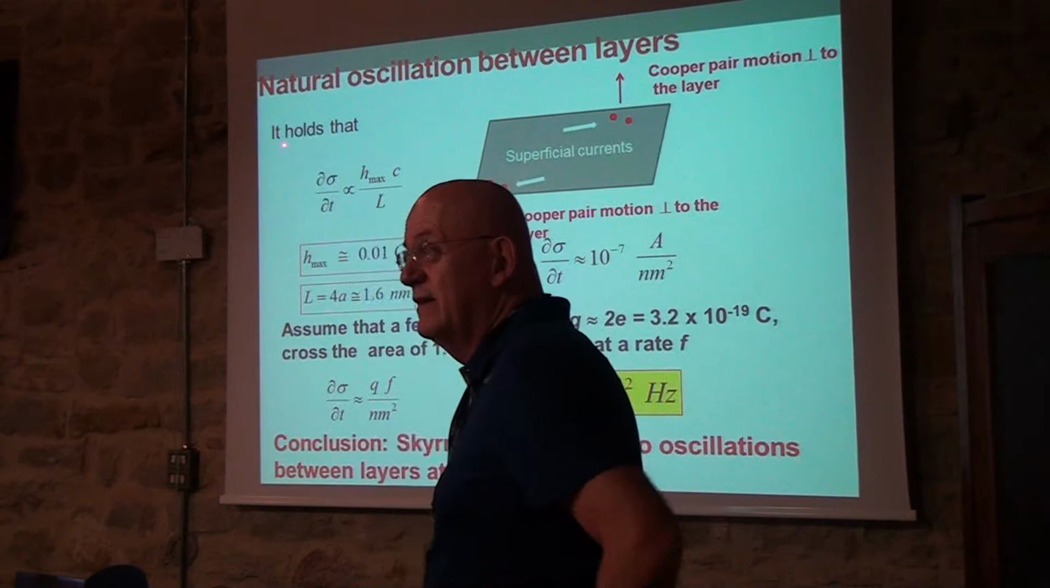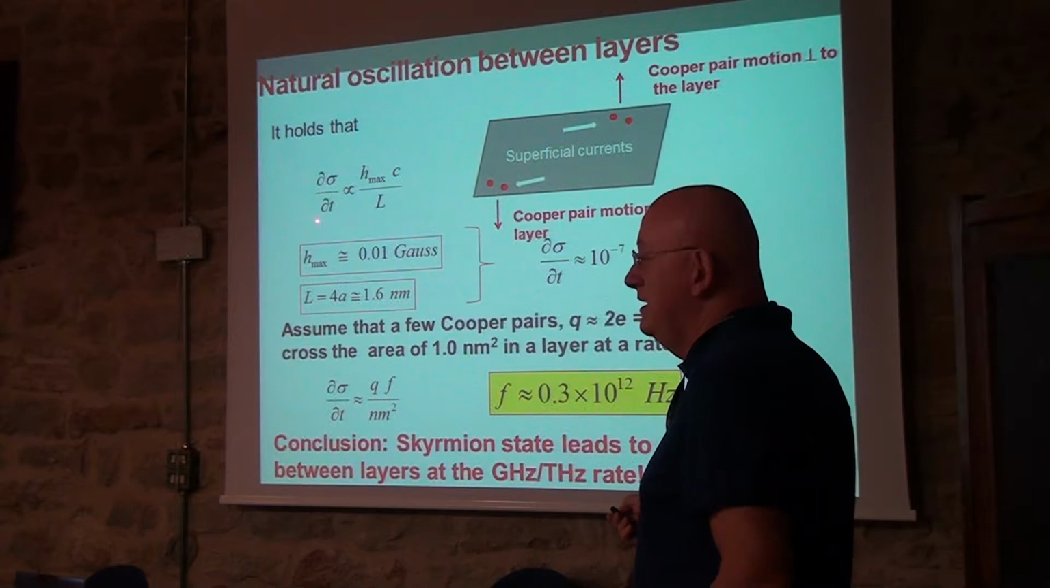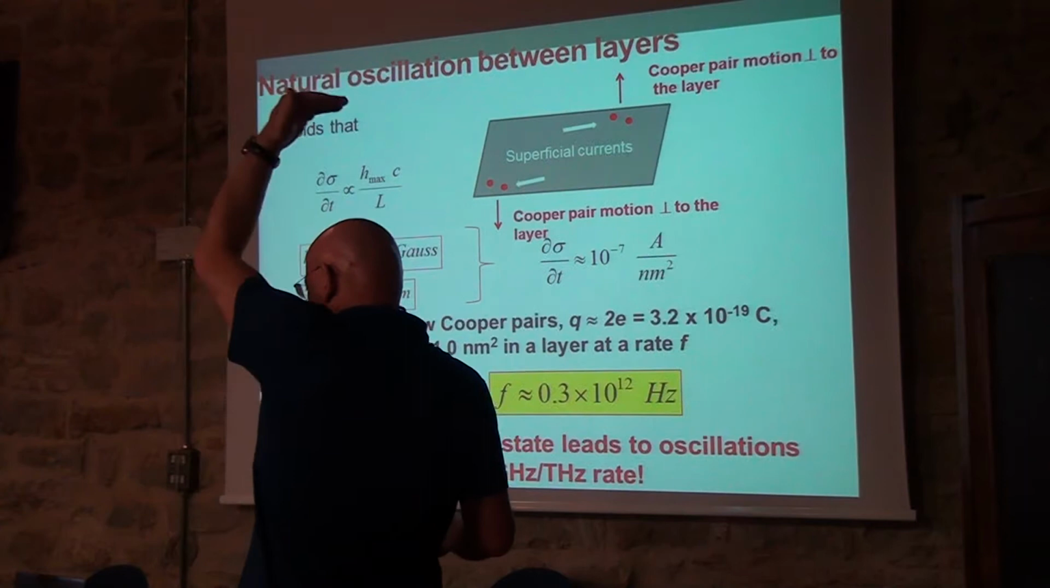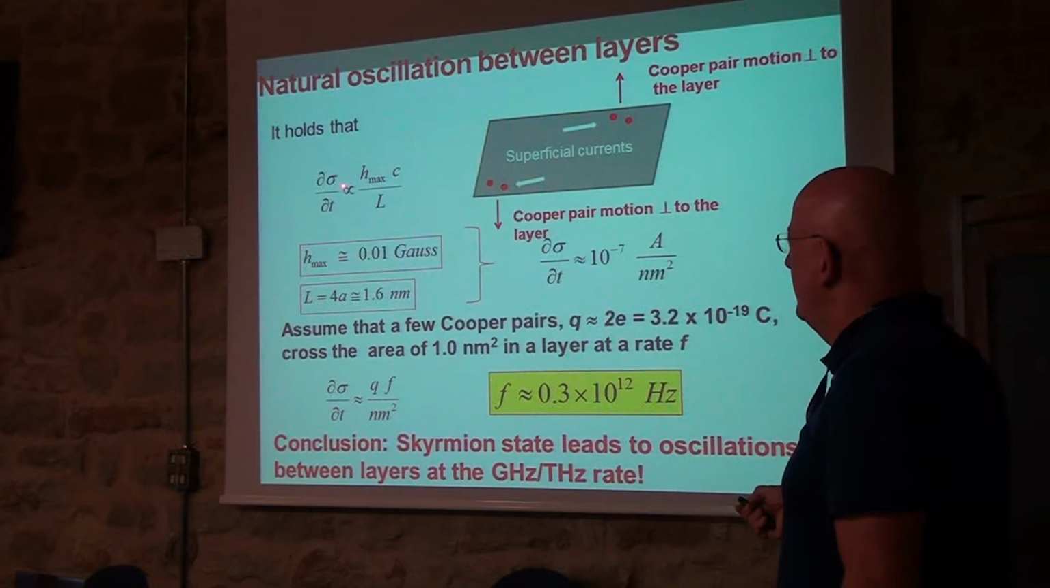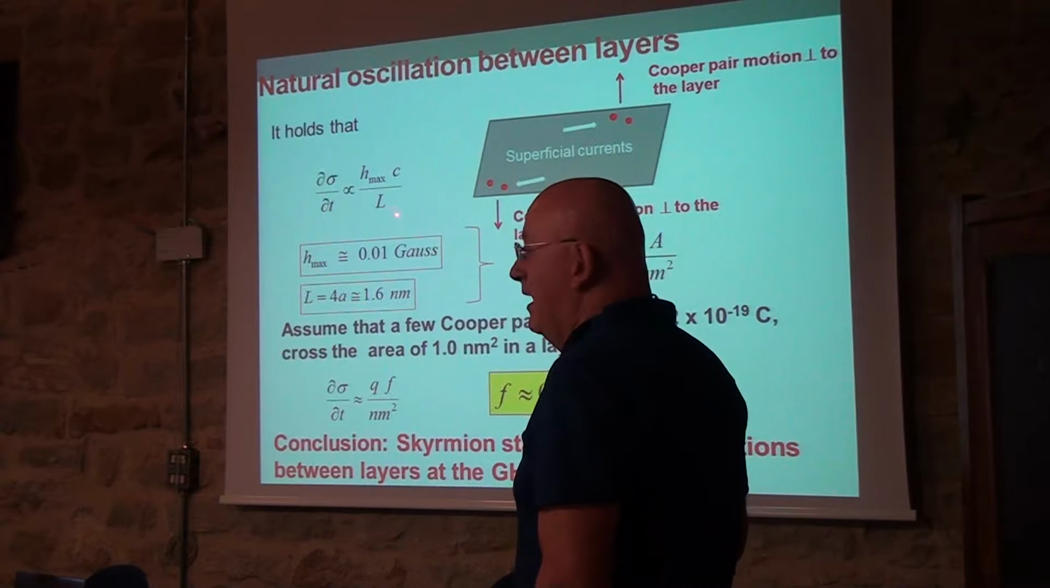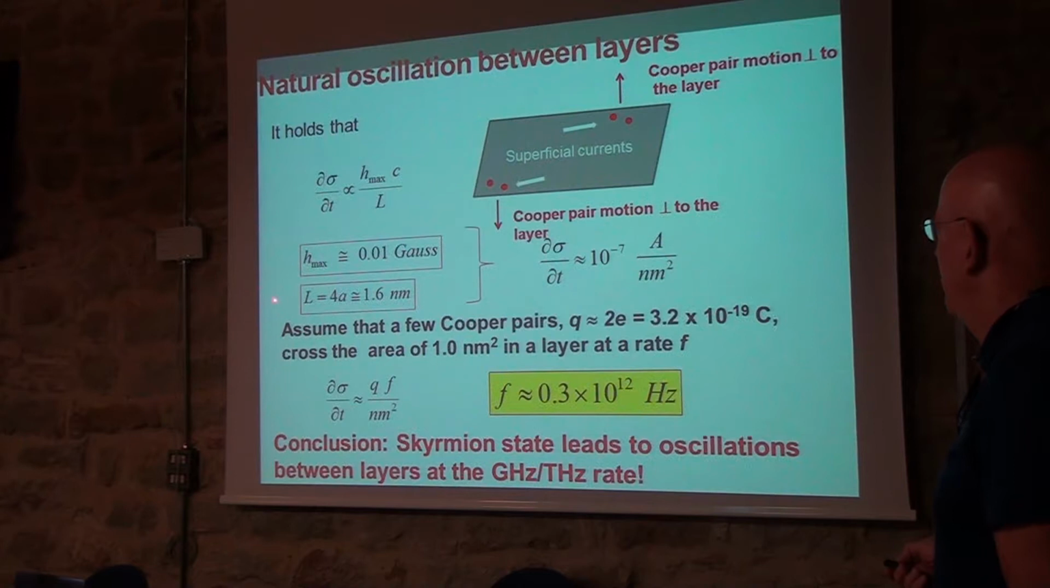which means that I'm really able to say what the sigma dt is, the density of Cooper pairs that go through the planes, the layers at each point. And it's set by this scale, if you do the calculations, by this local magnetic field C times L, where L is the spinning lattice. If I plug these numbers in, I get 10 to the minus 7 ampere nanometer squared.